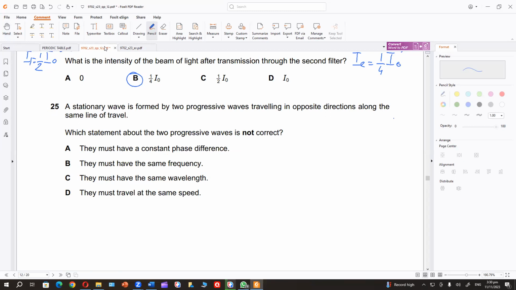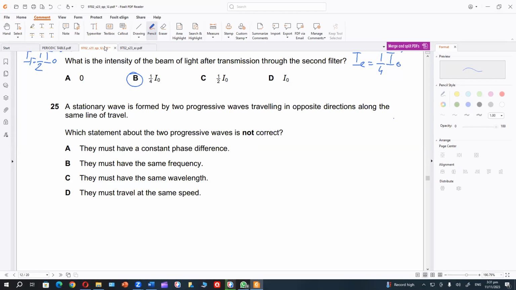A stationary wave is formed by two progressive waves traveling in opposite directions along the same line of travel. Which statement about the two progressive waves is not correct? This question is about a stationary wave, and the two progressive waves are the incident and reflected waves. They must have a constant phase difference.